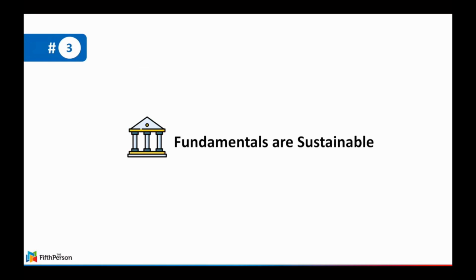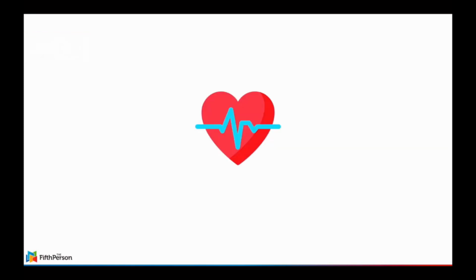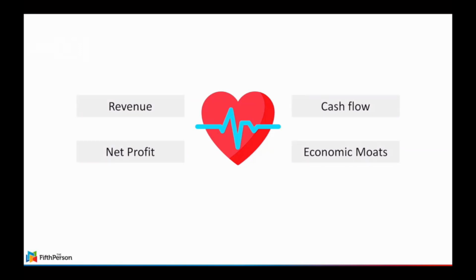Step number 3 is we want to look for companies that have fundamentals that are sustainable. Most dividend investors tend to focus primarily on the dividend that they should receive or the dividend yield of the company, while they actually ignore the company fundamentals, which are very, very important factors when it comes to investing in dividend stocks. So you need to understand first the overall health of the company. The fundamentals that determine the health of the company are their revenue, net profit, cash flow, and economic moat.